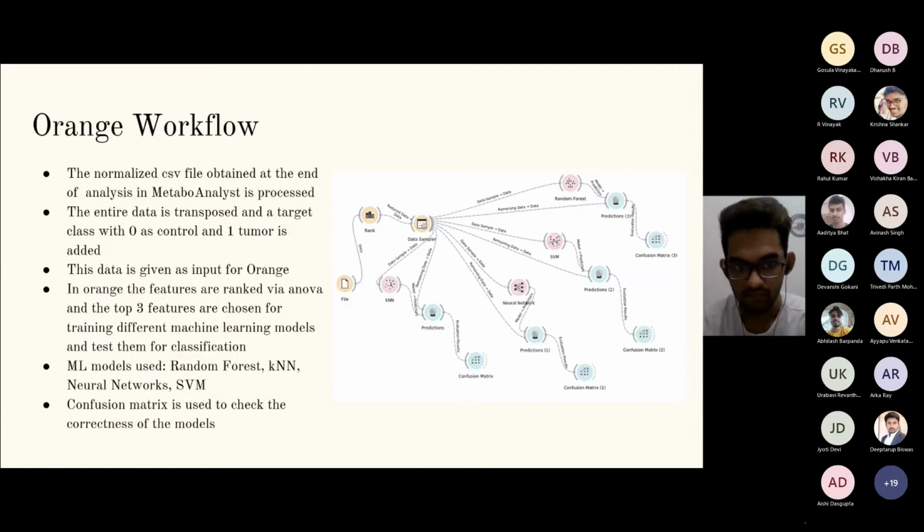Orange. In Orange, features are ranked using ANOVA. The top 3 features are chosen for training different machine learning models and testing them for classification. I used 4 different machine learning models in total: the random forest, KNN, SVM, and a neural network. And to check the correctness of the models, I used a confusion matrix.